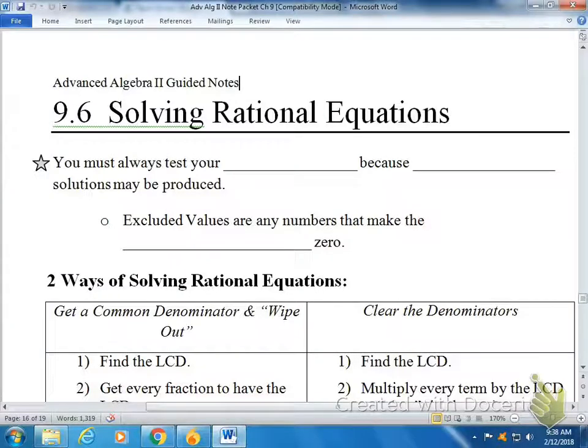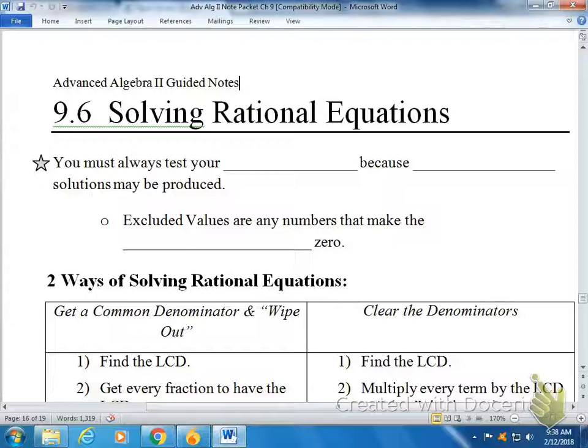This, 9.6, solving rational equations, is actually the last lesson before our test on Friday. So this is the last lesson, and then we're going to review Tuesday, review Thursday, test on Friday.